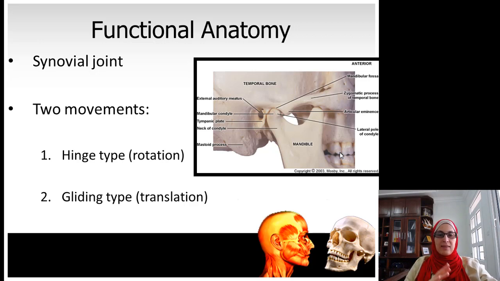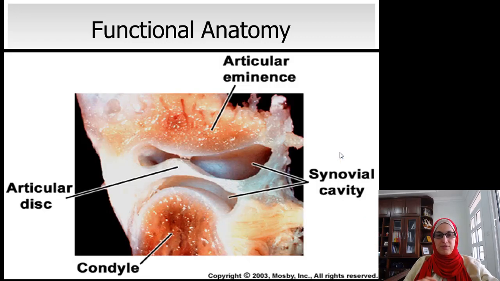The other thing is that the two joints are connected. So there are two joints that open together, close together, move together, and they are related, which we do not find in any other joints of the body. So it has its own structural and anatomic specifications.